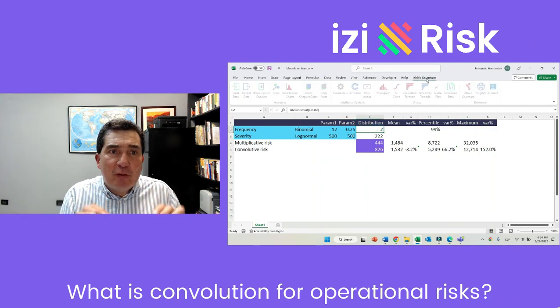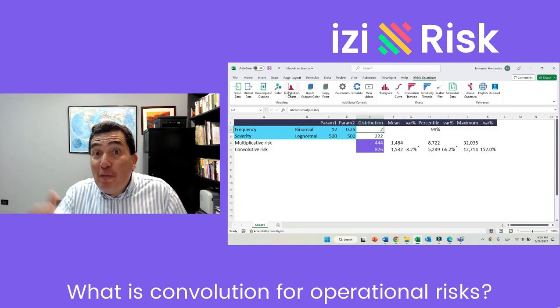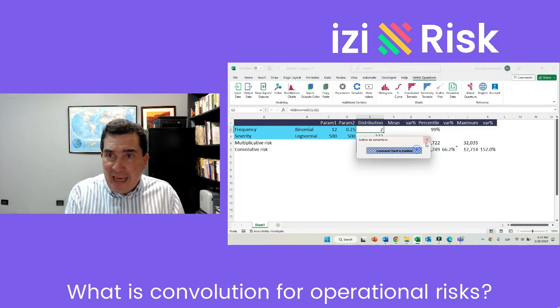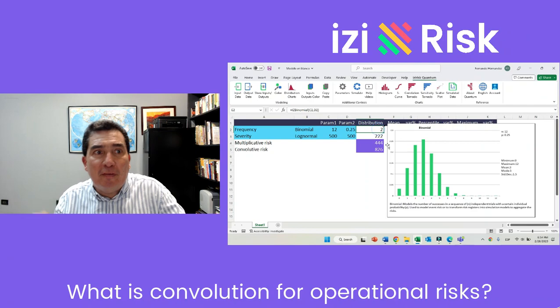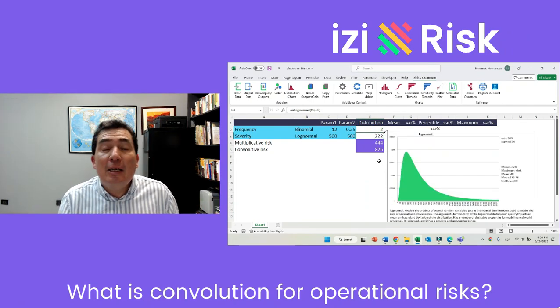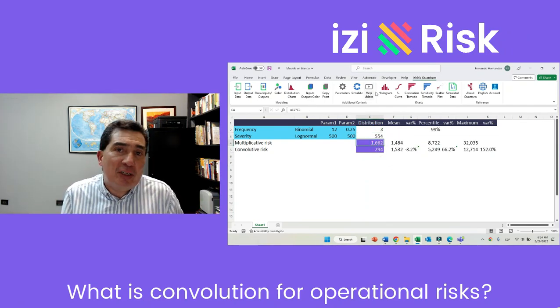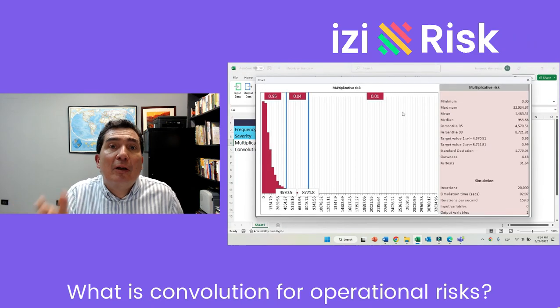If we were to simulate 20,000 iterations, and for each of these scenarios, we calculate the multiplication of the frequency times the severity, we obtain a multiplicative risk distribution, whose histogram would look like this.